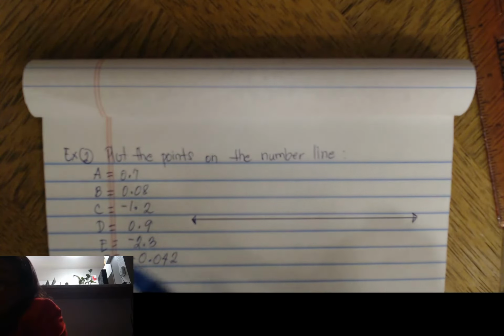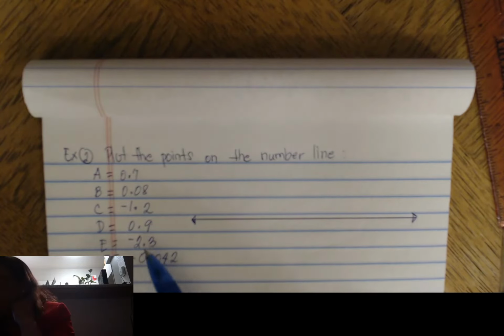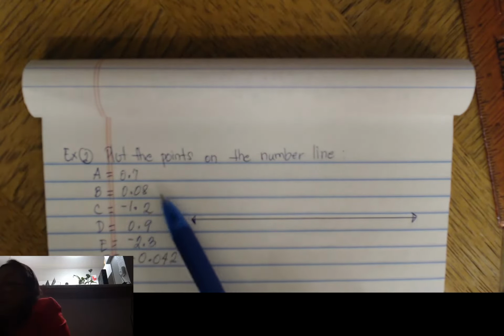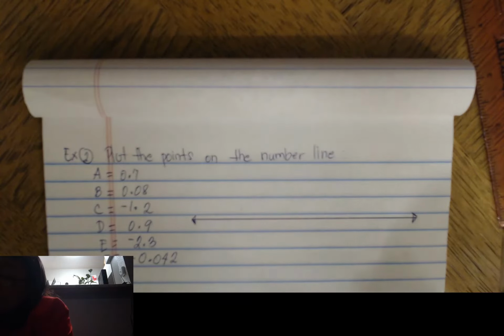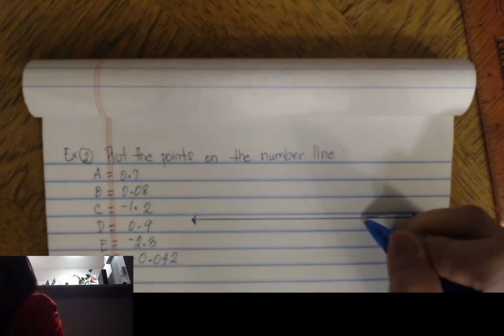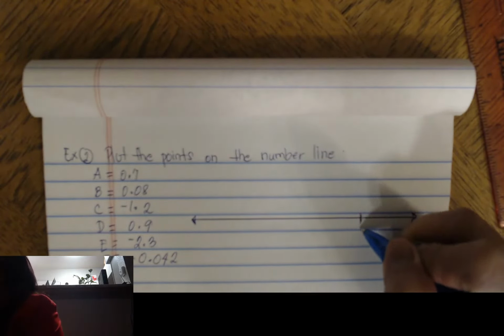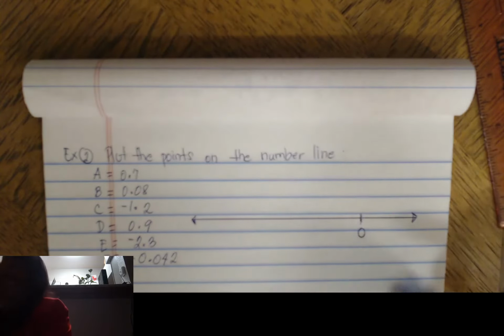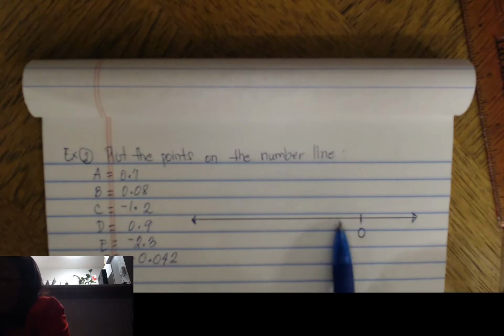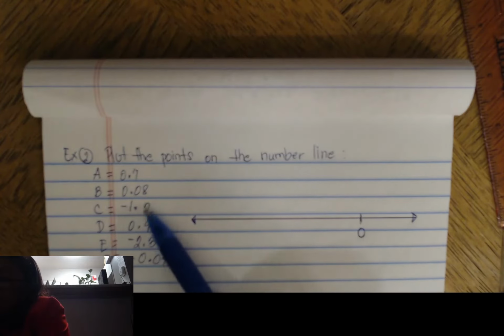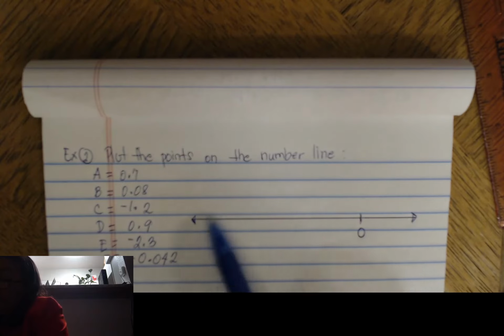And then you look at the other numbers. You have a negative 1.2, negative 2.3, and negative 0.042. Very small number, a big one, and a big one. So looking at these numbers, I know I'm gonna put my 0 right here. Okay? Reason, because there are more negative numbers that I'm gonna plot, so I have to give a bigger room for them.